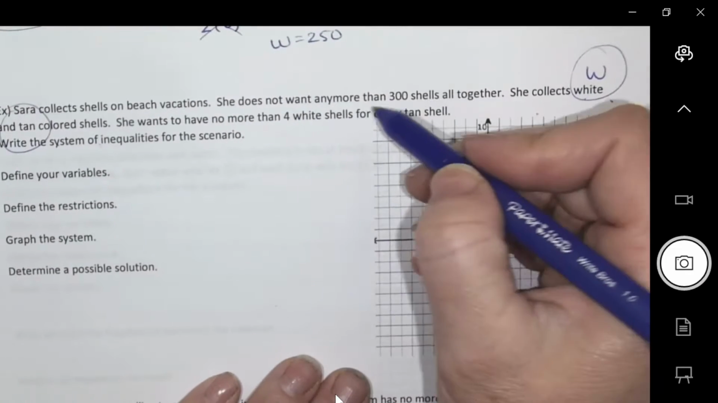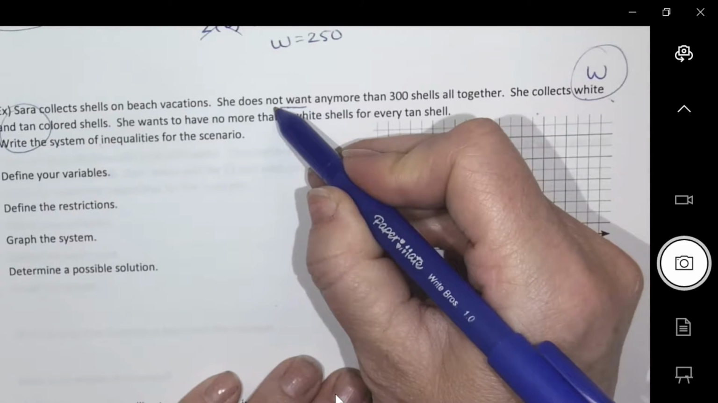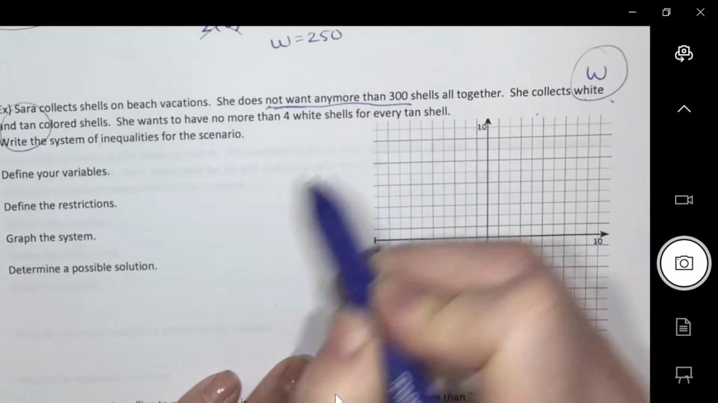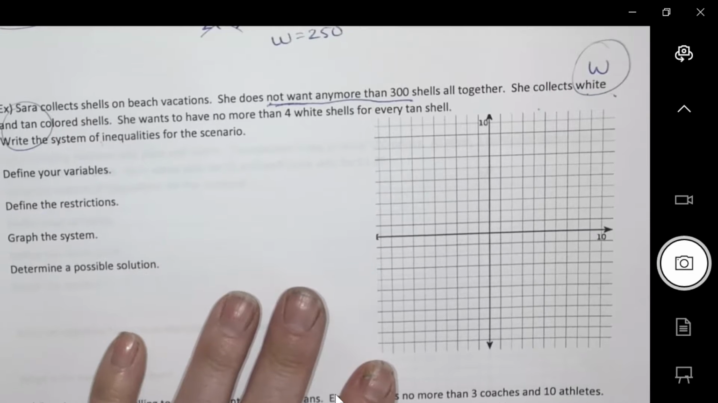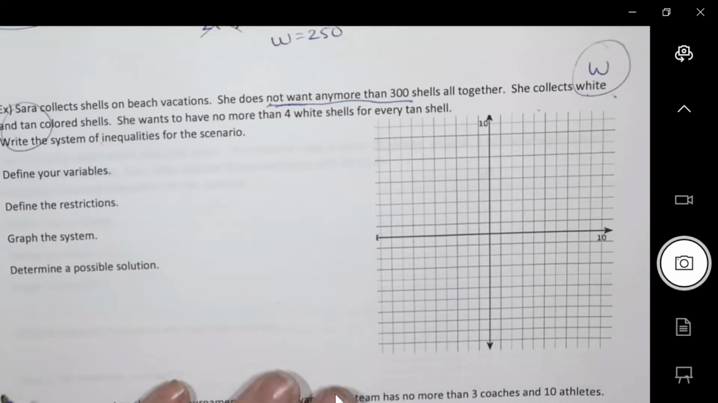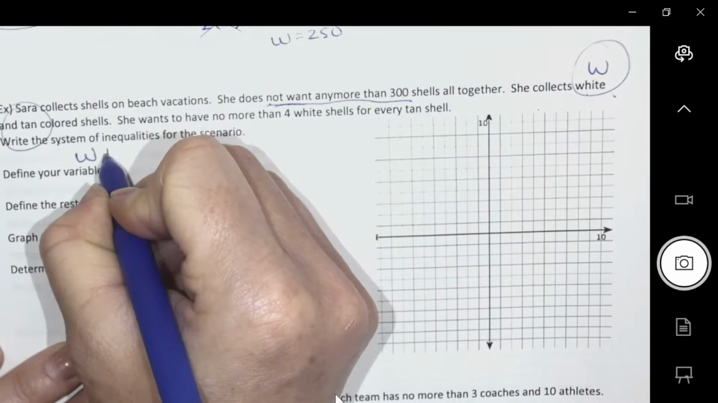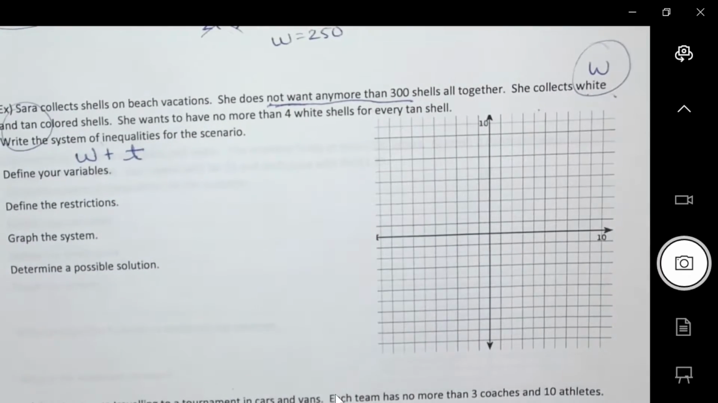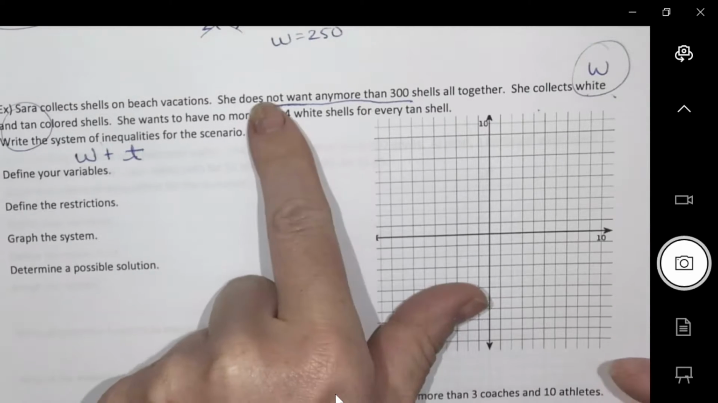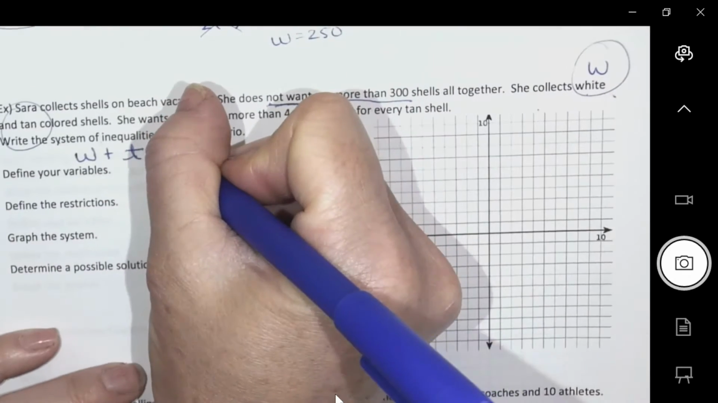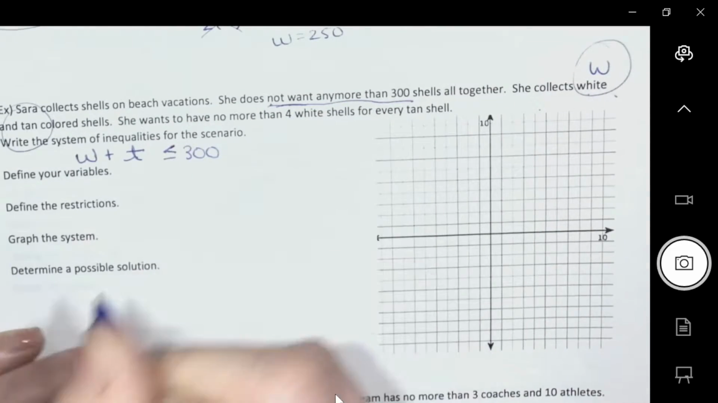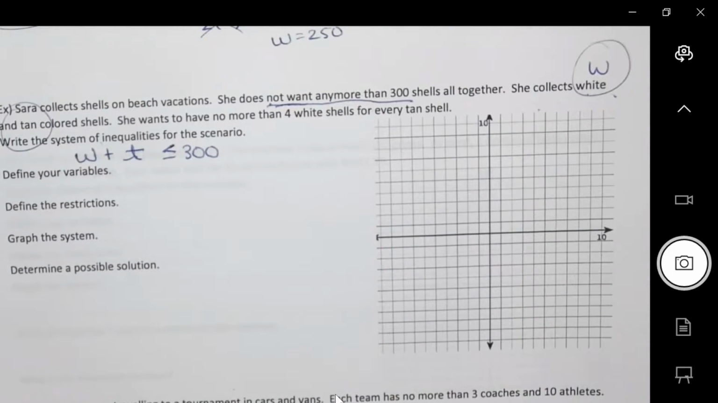She does not want any more than 300 shells. So I'm going to write something. She does not want any more than 300 shells. So what am I going to do? The white shells plus the tan colored shells, altogether, those shells, she does not want any more than 300. Does that make sense? Because she does not want any more than 300, so she can be below or equal to 300.